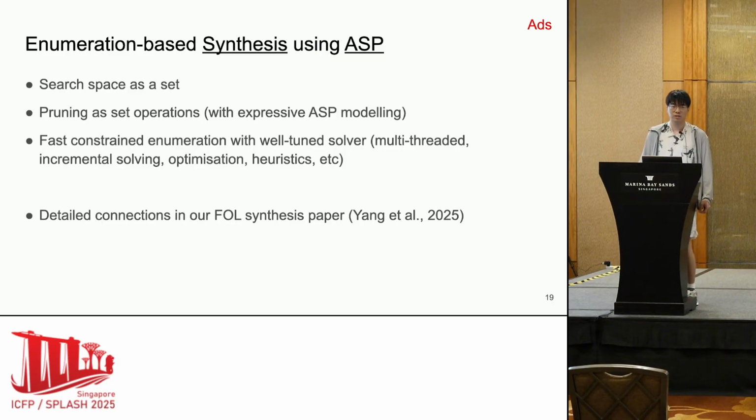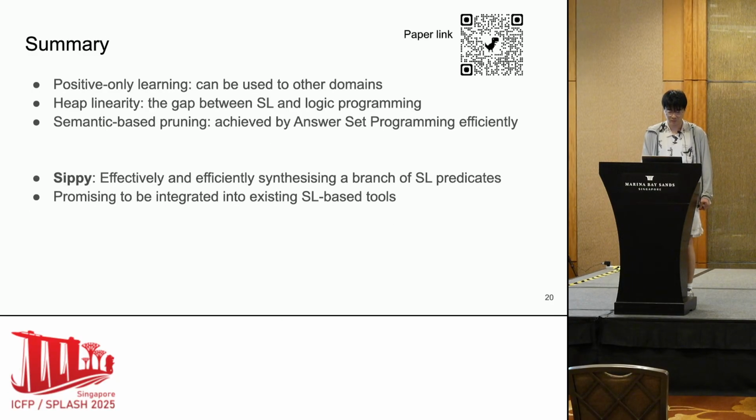What happens in the system is about defining the search space as a set. For example, all of the possible inductive heap predicates form a search space, and the pruning is done as set operations. They can be modeled by ASP encoding. And then there is a well-tuned solver. You can use it with a lot of useful features for enumeration in enumeration-based synthesis. So if you are interested in the details of the connection between synthesis and ASP, or you care about the domain in first-order formulas, please check out our latest paper.